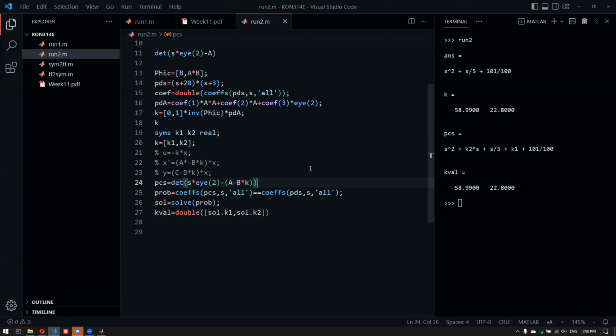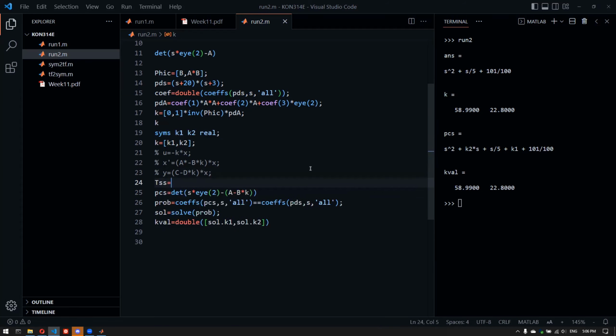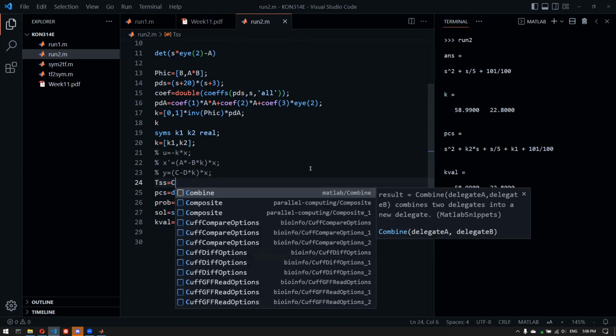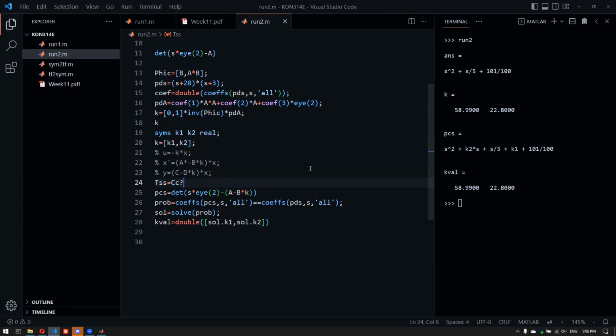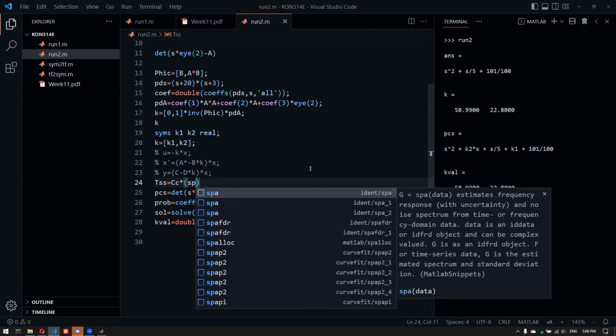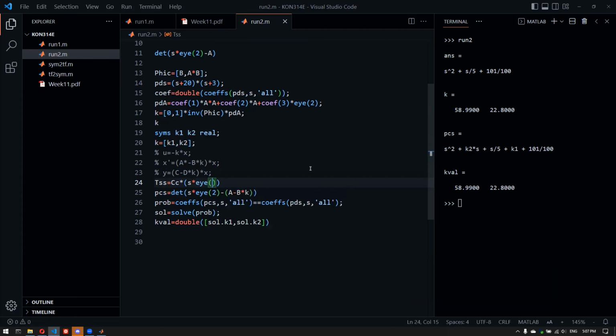I can also change this a little bit more. What I can do is come up with a closed loop system here, which is going to be calculated by C times, now I need to use the closed loop stuff here, so s times identity 2 minus AC, or the inverse of that.